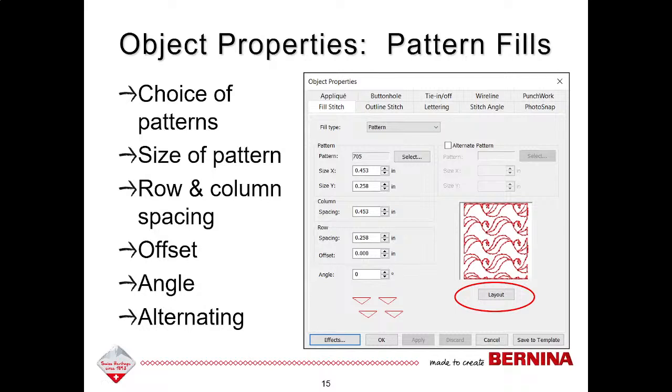So in object properties, there's a lot of things we can choose and change. We can choose what pattern we want to use. We can choose the size of the pattern. We can change our column and row spacing. We can change an offset. We can change the angle. We can do alternating patterns where you use two patterns and they go back and forth.